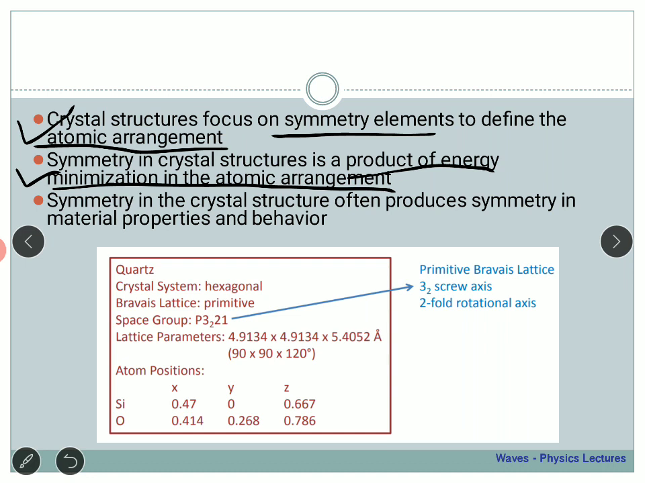Even if we simulate something, we need to put it in the minimum energy state. After that only we can carry out any kind of simulation program. So the first step is to minimize the energy. Now, the symmetry in the crystal structure often produces symmetry in material property and behavior. So if I know a crystal structure is symmetrical in nature, the same symmetry is also copied to the material property or the macroscopic behavior of the material.